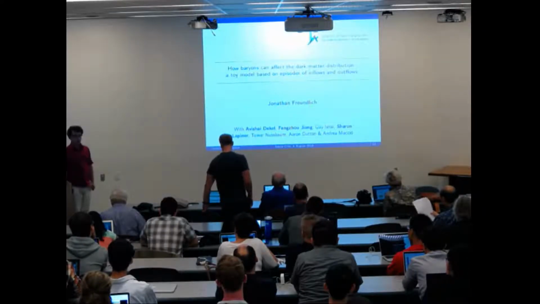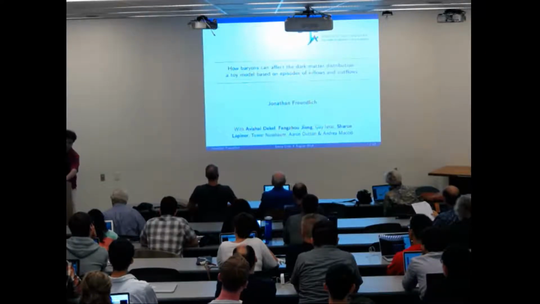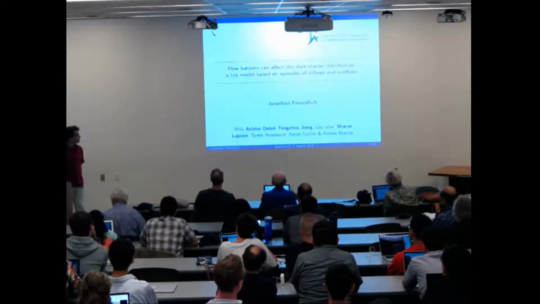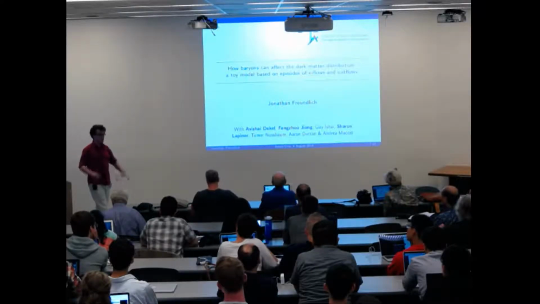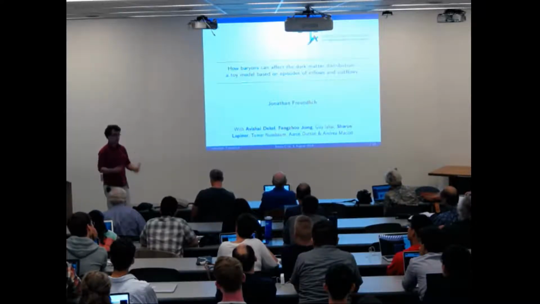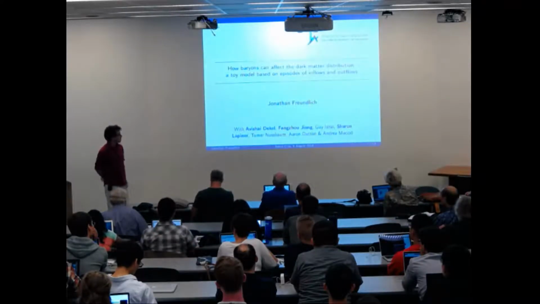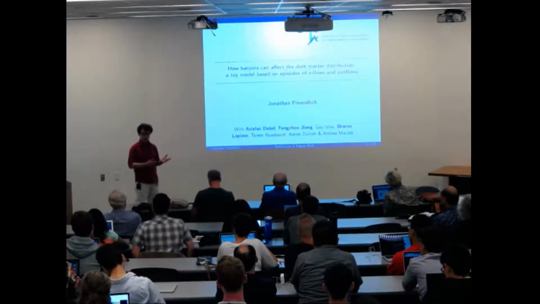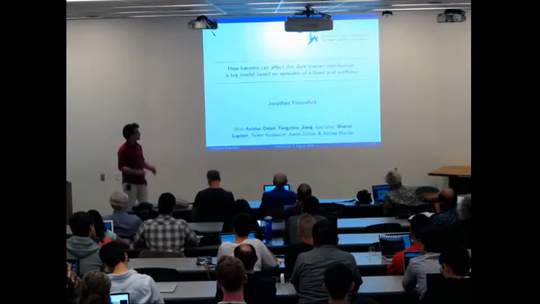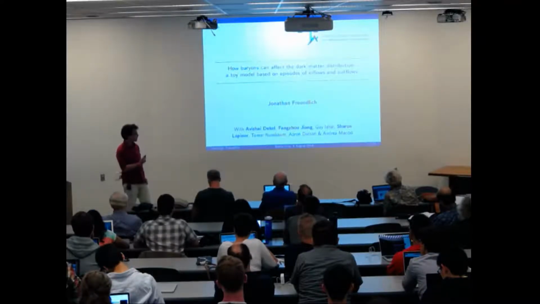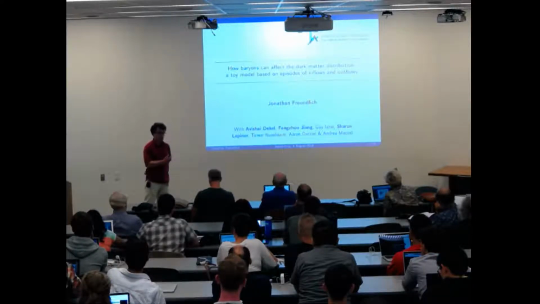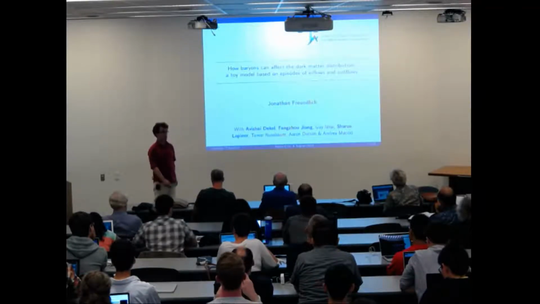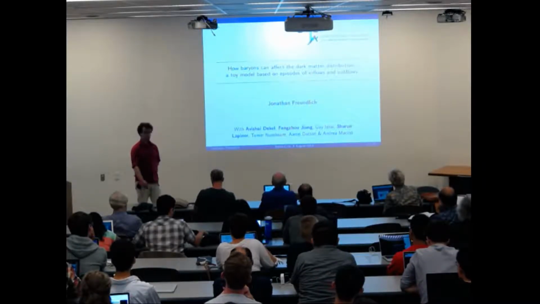Hello, my name is Jonathan Freundlich, and I'm a postdoc at the Hebrew University working with Avishai Dekel. Today I'm going to present a relatively simple toy model that aims at describing how baryons can affect the dark matter distribution, and potentially also the formation of ultra-diffuse galaxies. This is work in progress together with Avishai, with Fangzhu, who is going to present something very much related to this work this afternoon, and Sharon Lapiner, who is also here.